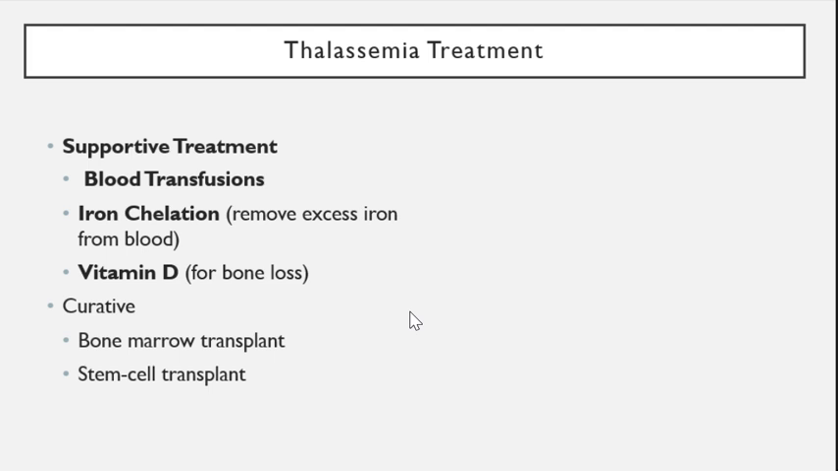As far as thalassemia treatment, you have blood transfusions, iron chelation, where you remove excess iron from the blood, and vitamin D for bone loss.